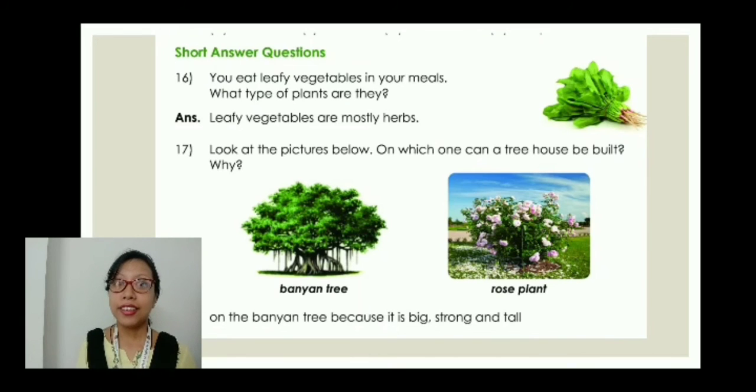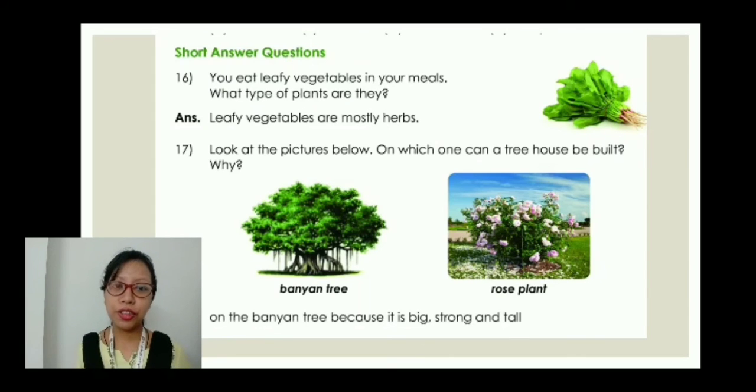Why? See, just imagine a tree house. Who wouldn't love to stay in a tree house? Everybody will love it, right? So we have two plants. One is the banyan tree and the other is the rose plant. Now think, on which plant can we build a tree house? Is it on a banyan tree or a rose plant?